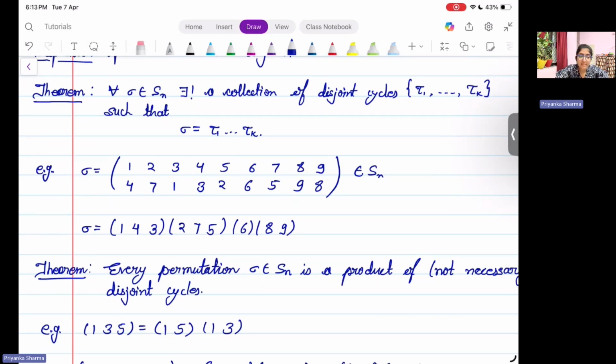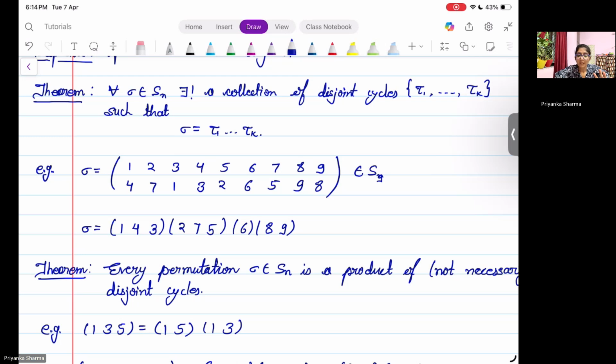To understand this, consider this example. Here we have 9 elements in I9, so this is a permutation in S9. Now see, we start from the first element 1, which is mapped onto 4, and 4 is mapped onto 3, and 3 is mapped onto 1 again. So here the first cycle completes, and the first cycle will be (1 4 3). That is, 1 is mapped onto 4, 4 is mapped onto 3, and 3 is mapped onto 1 again.